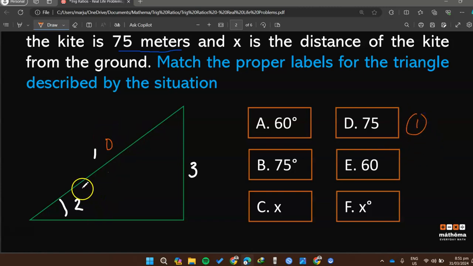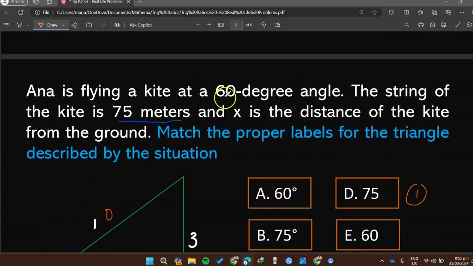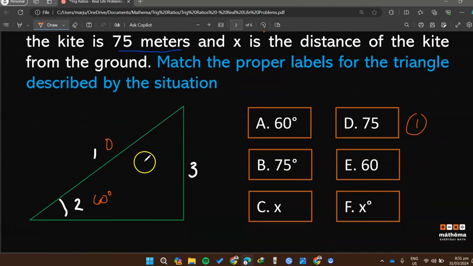And then number 2 will correspond to what? To 60 degrees, the angle. Where is the angle? Alright, here is our angle. So again, this is number 2. And then number 3 is what? The distance of the kite from the ground. So this is actually x. So this is number 3. That will be our illustration for item number 1.